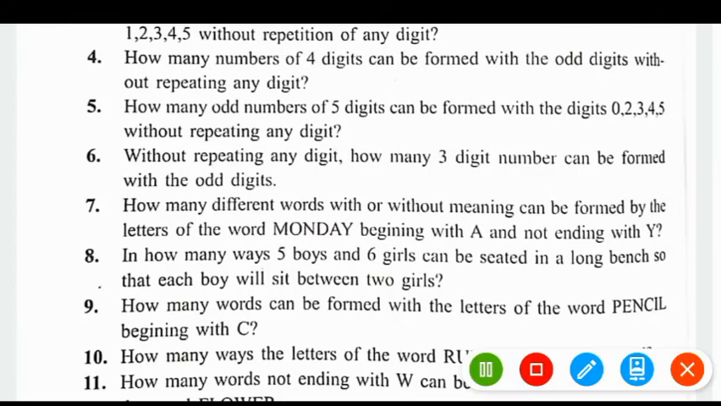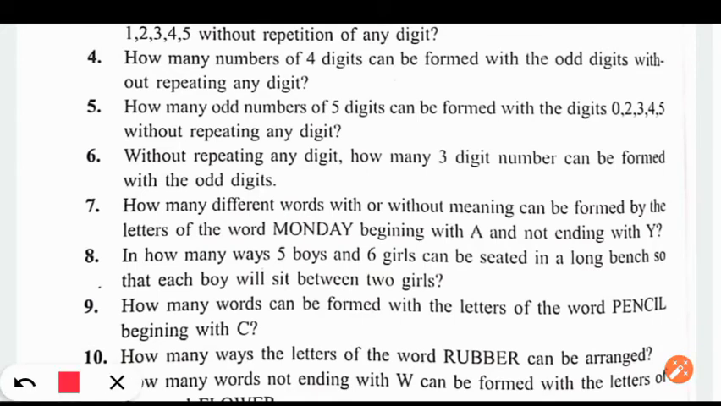Now in question number 5, what we have is, how many odd numbers of 5 digits? So the number itself will become an odd number. How many odd numbers of 5 digits can be formed with the digits 0, 2, 3, 5, 3, 4, 5? Okay, without repeating any digit.